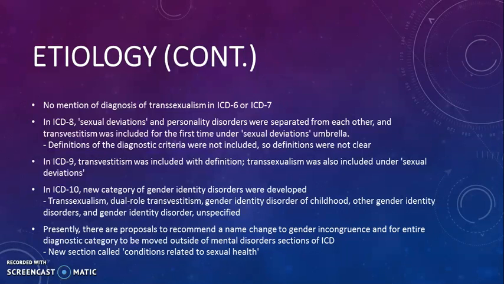There was no mention of transsexualism in the ICD-6 or 7, but in the ICD-8, sexual deviations and personality disorders were separated from each other, and transvestitism was included for the first time under the sexual deviations umbrella. There were further amendments made to newer versions of the ICD, and presently there are proposals to recommend a name change to gender incongruence, and for the entire diagnostic category to be moved outside of the mental disorder section of the ICD.